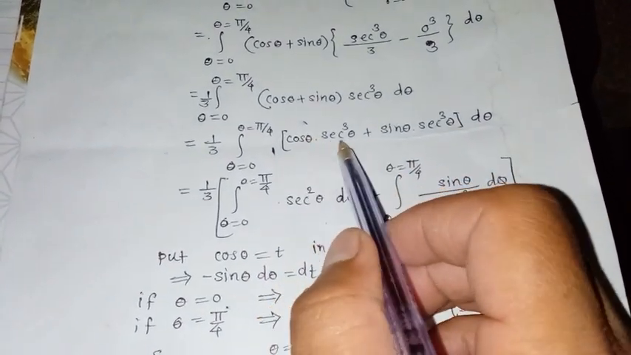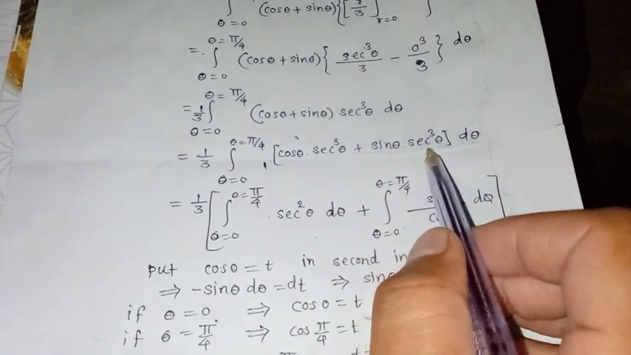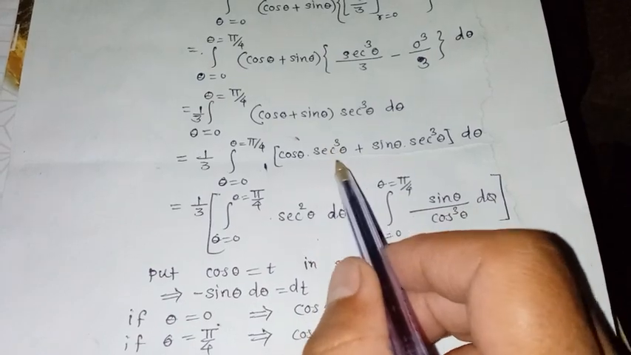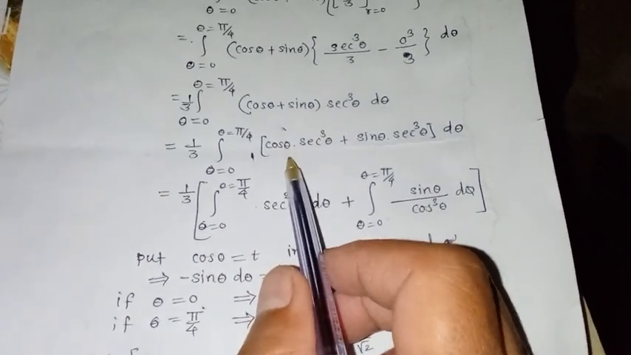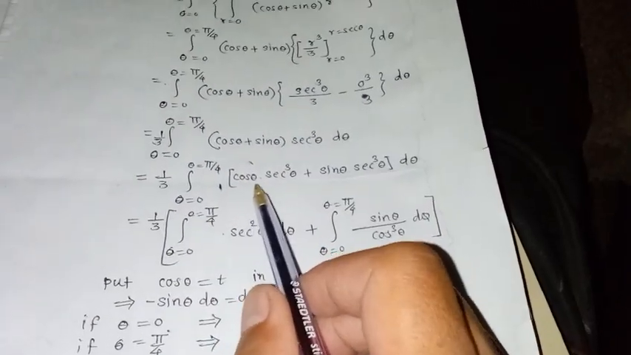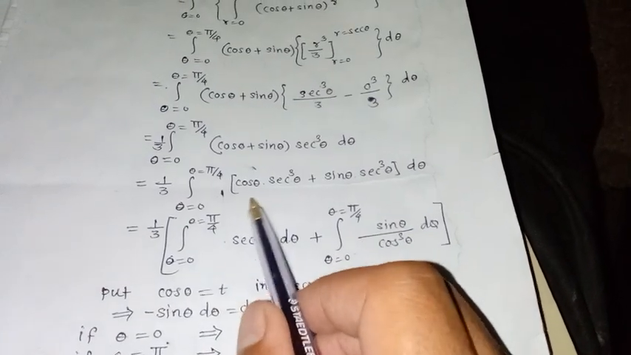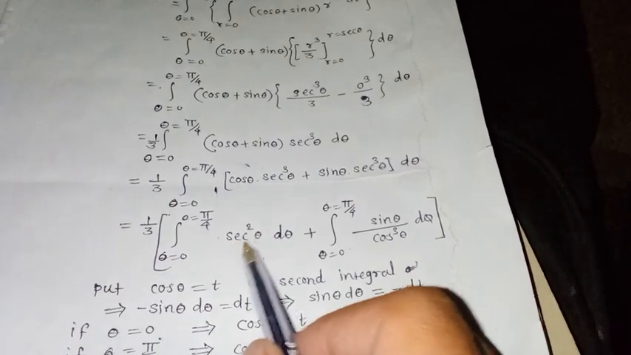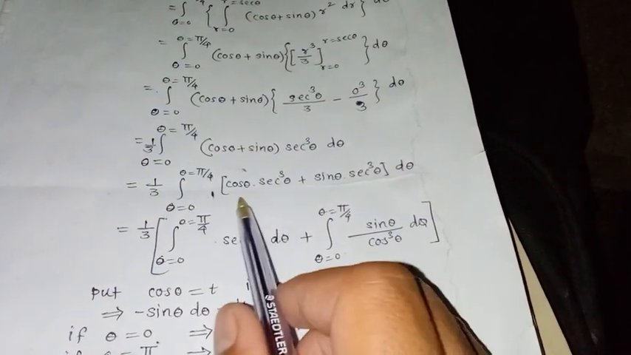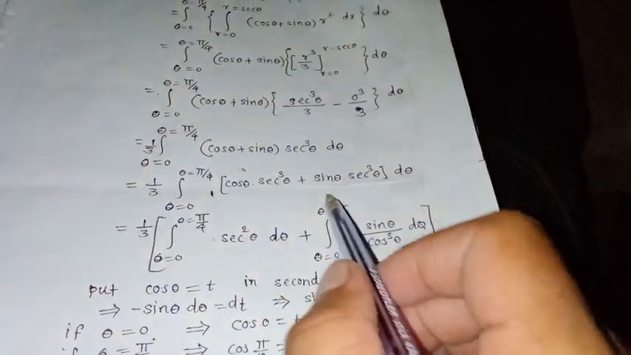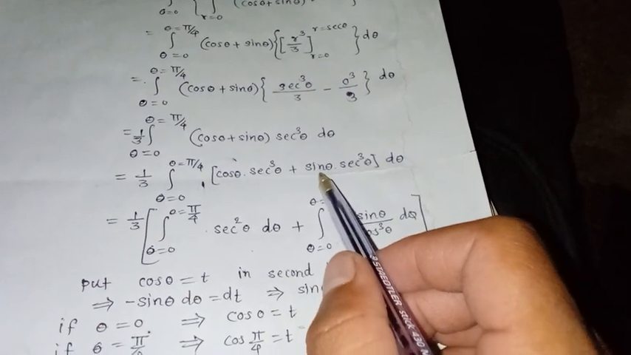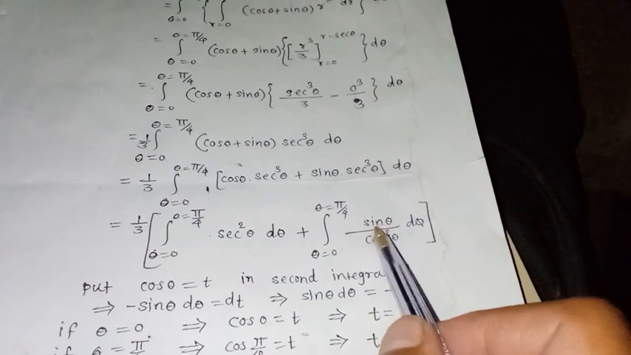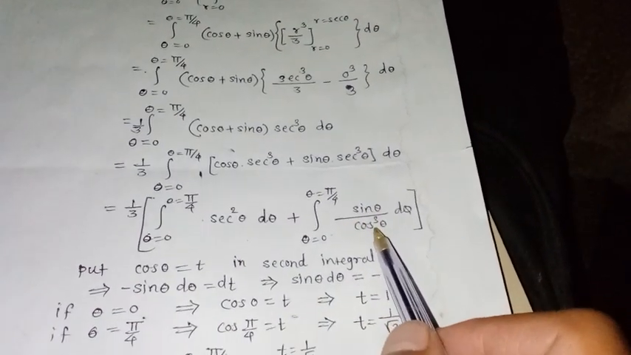We'll get cos theta into sec cube theta plus sin theta into sec cube theta, and we know that sec cube theta is nothing but 1 upon cos cube theta. So this cos theta upon cos cube theta is nothing but 1 upon cos square theta, and 1 upon cos square theta is nothing but sec square theta. So these terms we can write as sec square theta. Similarly, this term I can write as sin theta into 1 upon cos cube theta, and therefore this will be sin theta upon cos cube theta.